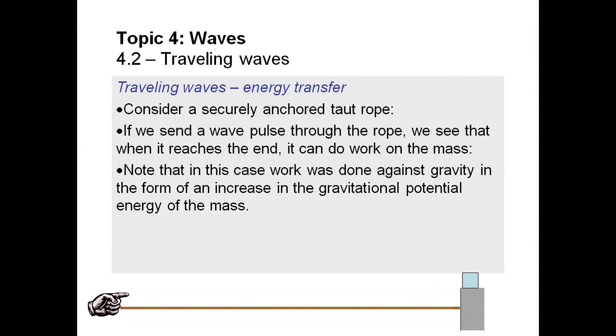Note that in this case, work was done against gravity in the form of an increase in the gravitational potential energy of the mass. So by sending a wave pulse, we are able to do work on the mass. We increase the gravitational potential energy of the mass, so it can do work. From this easy and clear example, we can say that waves transfer energy.